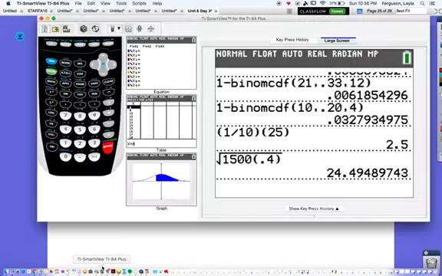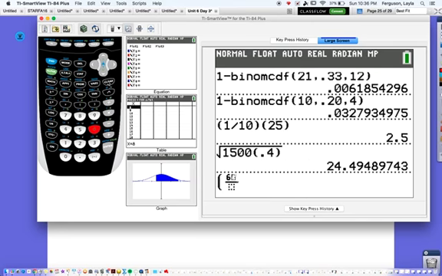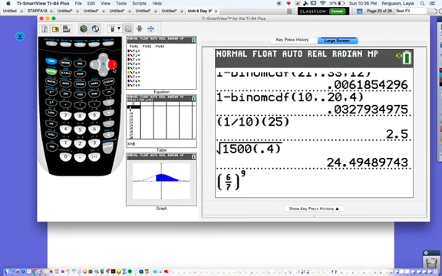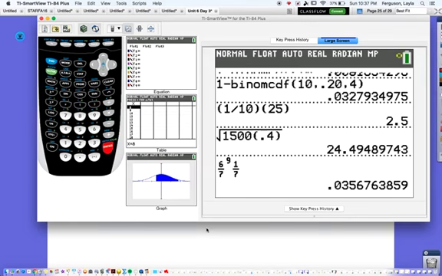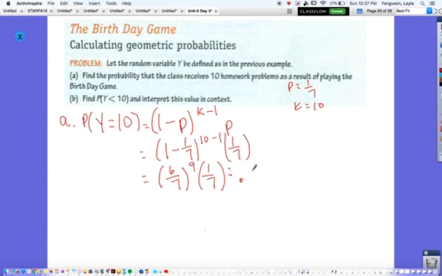On your calculator, you would do 6 out of 7 to the 9th power times 1/7. Whenever you do that, you get 0.0357. So the probability that the class receives 10 homework problems as a result of playing the birthday game would be approximately 0.04, which turns into 4%.